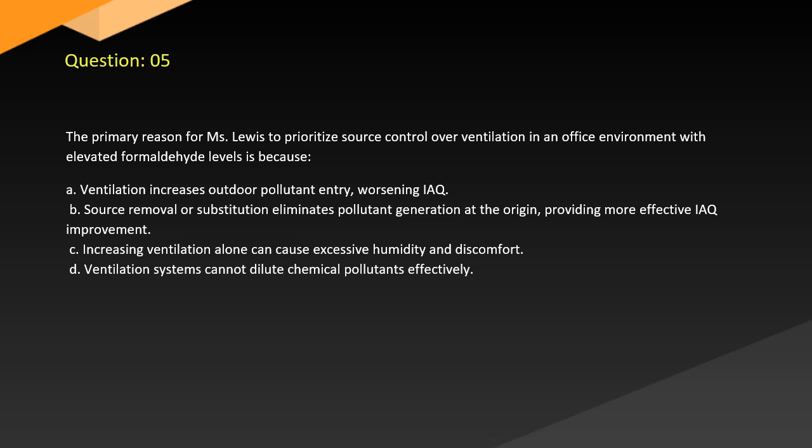Question 5. The primary reason for Ms. Lewis to prioritize source control over ventilation in an office environment with elevated formaldehyde levels is because: A. Ventilation increases outdoor pollutant entry, worsening IAQ. B. Source removal or substitution eliminates pollutant generation at the origin, providing more effective IAQ improvement. C. Increasing ventilation alone can cause excessive humidity and discomfort. D. Ventilation systems cannot dilute chemical pollutants effectively.